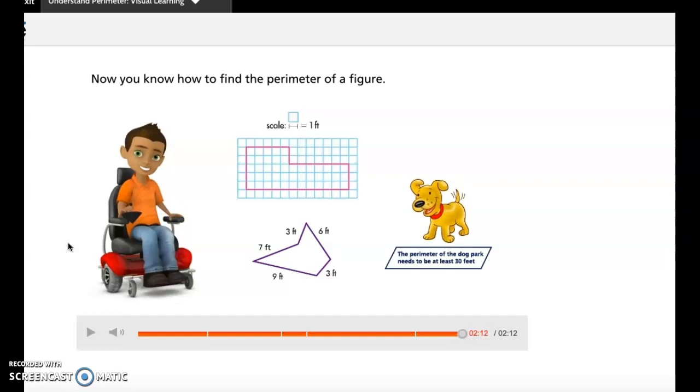Okay, third graders, so this week we're talking all about perimeter. We've already talked about what area is. Area is the inside of a shape. Perimeter is the outside of the shape.